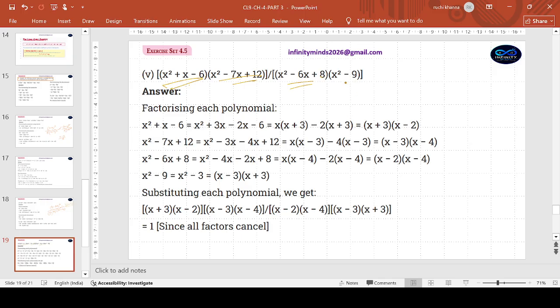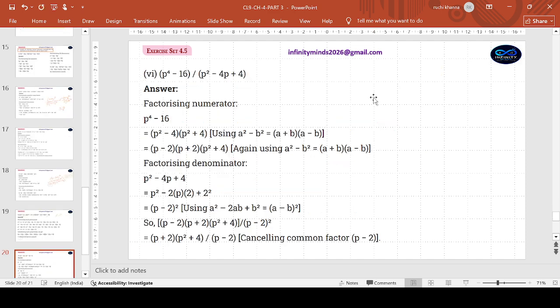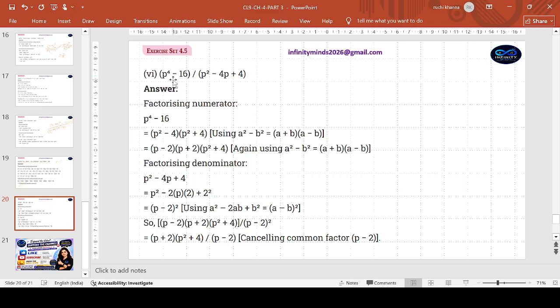Yes. X square minus 9. X square minus 3 square. Okay, x square minus 3 square. So x minus 3 into x plus 3. Write all the factors and cancel the common ones. You will be able to cancel all of them. Only one will be left. Okay, this I am leaving to you as a self-practice. Answer is already shared. We'll go to the sixth part.